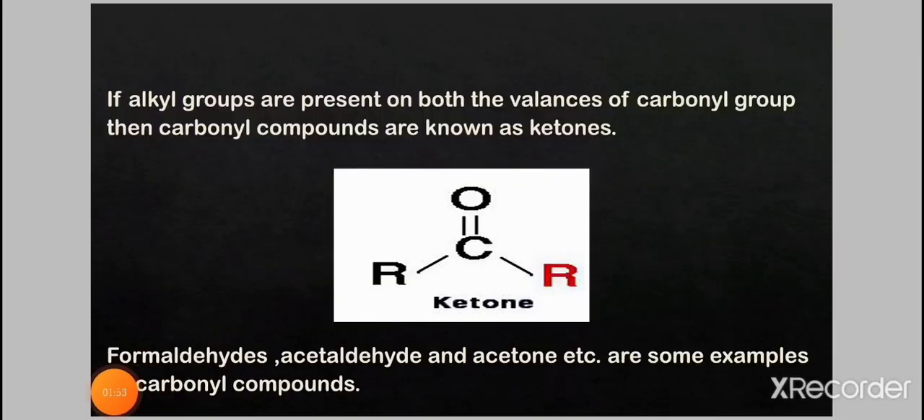Now let us talk about the ketones. If alkyl groups are present on both the valencies of the carbonyl group, then the carbonyl compounds are known as ketones. As we can see in the structures, formaldehyde, acetaldehyde, acetone, etc. are some examples of carbonyl compounds.